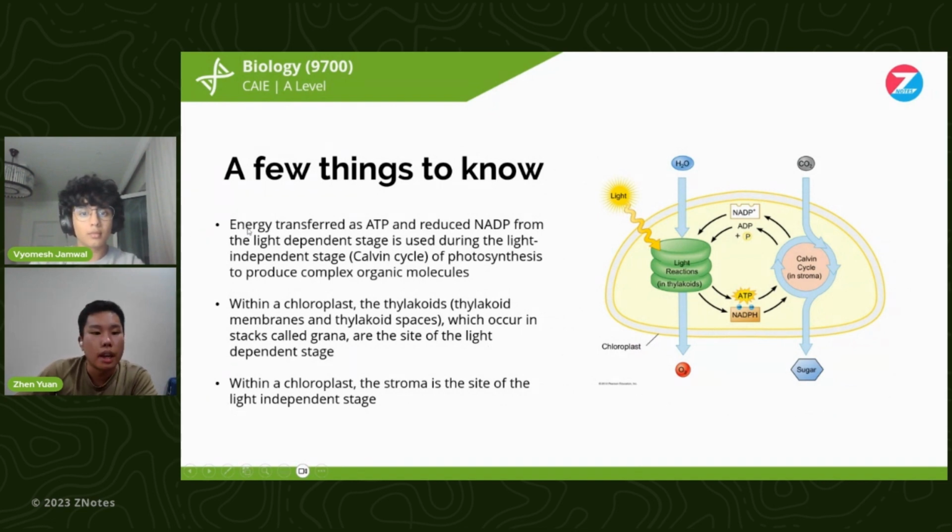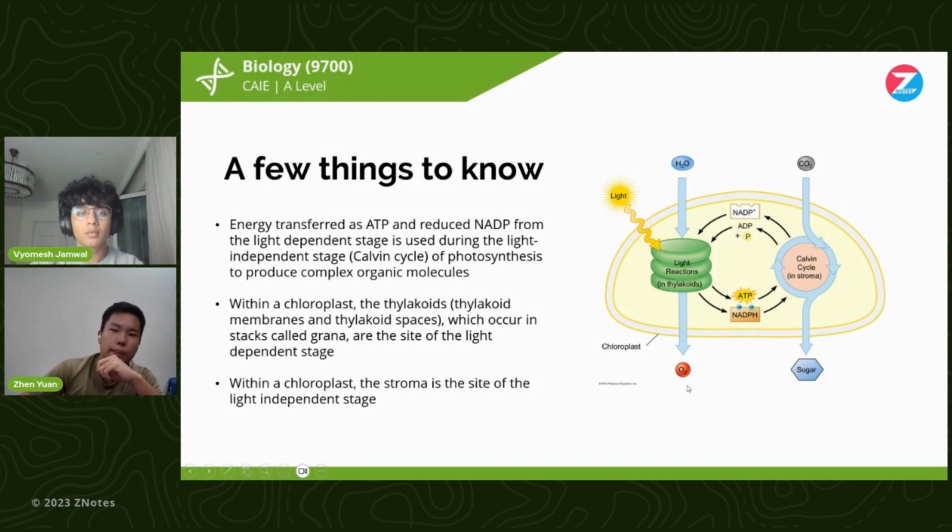Energy is transferred as ATP and reduced NADP from the light dependent stage and is used during the light independent stage, which includes your Calvin cycle, of photosynthesis to produce complex organic molecules. Essentially, what this statement is talking about is that when light is absorbed by all the pigments in the thylakoids, they generate ATP and your reduced NADP.